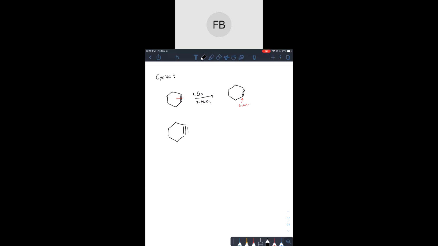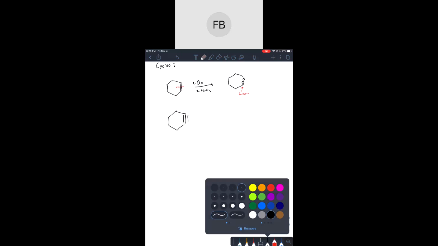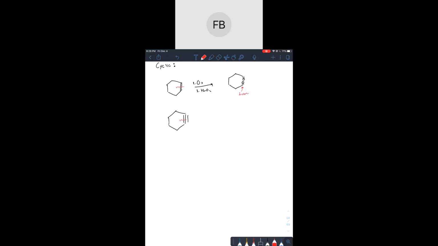Before, I used to talk about how to unfurl it, make it look nicer, but you don't really need to do any of that. This would be a totally acceptable answer. Now, with a triple bond, you can break that in half as well when it reacts with ozonolysis.